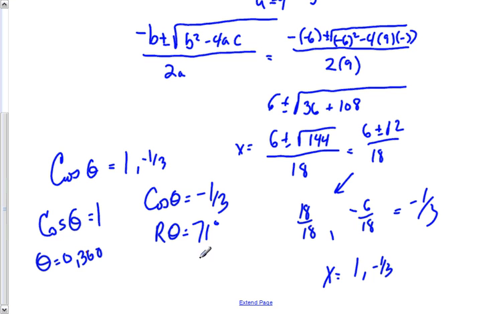That is not an answer because cosine was negative. Cosine is negative in quadrants 2 and 3; with All Students Take Calculus, 1 and 4 are positive. So if I have 71, quadrant 2 is 180 minus 71, and quadrant 3 is 180 plus 71. So if I do that, I'm going to get 109, and if I do it over here, I have 251.